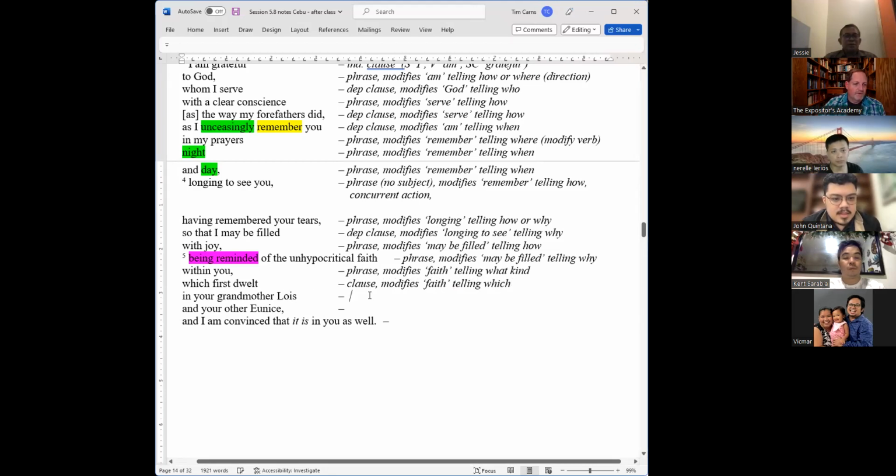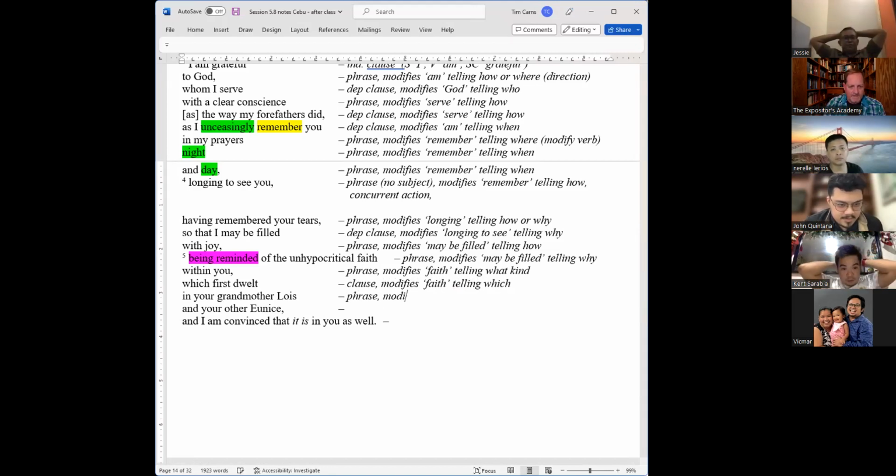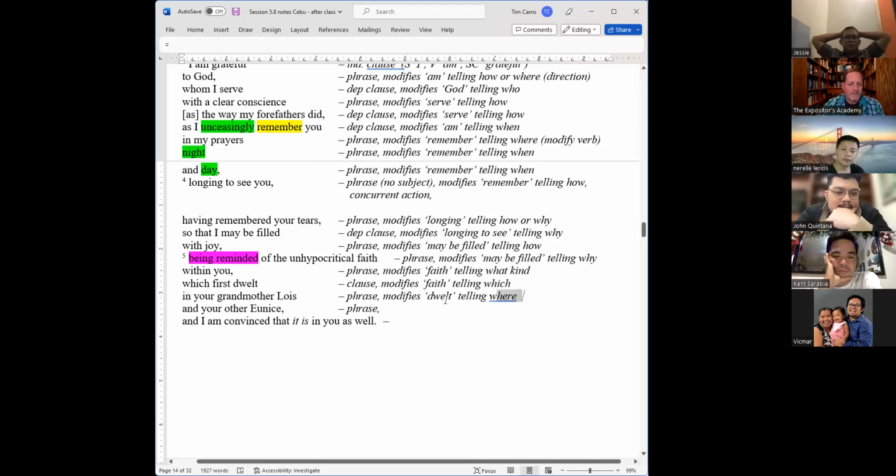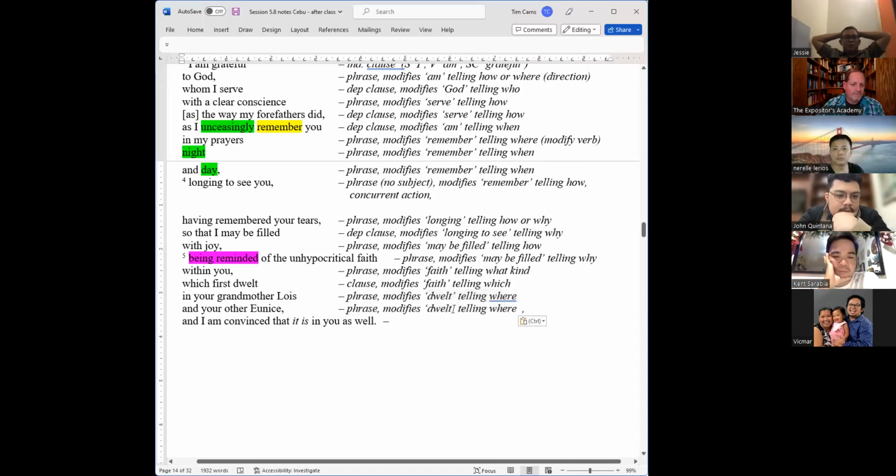In your grandmother, that one is a phrase. Yes, it modifies dwelt. Good. Where does it begin? Dwelt. Okay, and because we have "and" here, it's going to be the same thing for the next as well, right? They're both two phrases, both modifying the same thing.